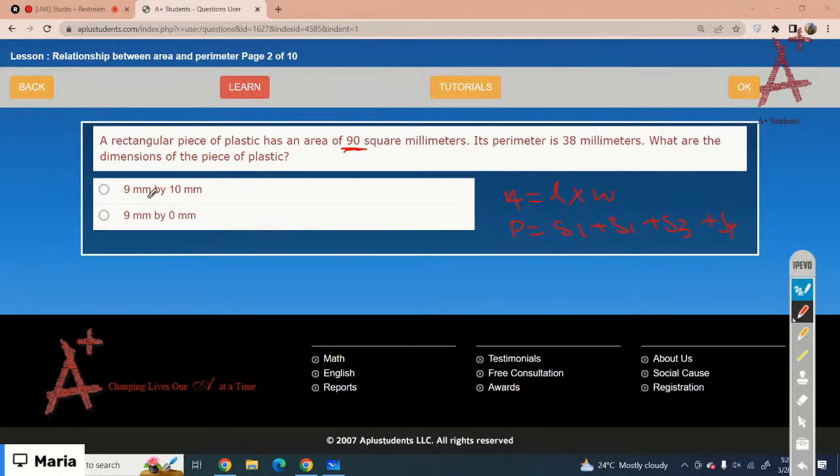Okay, 10 times 9 is 90. Got it? Let's check for the area. 10 times 9 is 90, and let's then add 10 plus 10 plus 9 plus 9, because they are rectangles. Rectangles have opposite two sides equal in length. Got it? That means it makes 38. So the correct option is 9 mm by 10 mm.